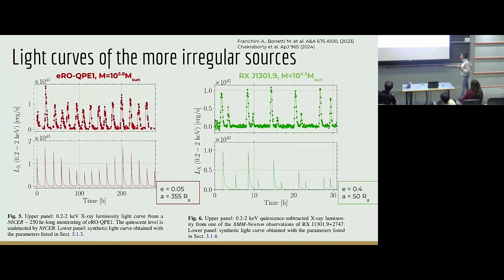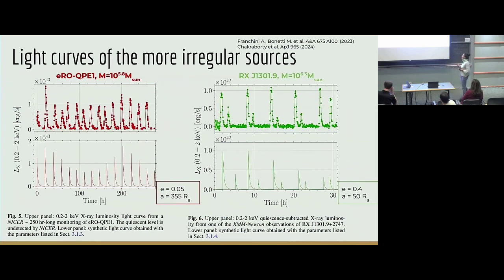Then Join has talked more about ERO-QP1, which is one of the less regular QP sources, and which I think shows this 5 to 6 day modulation in the QPs that we reproduce exactly with the disk precession. So I'm really happy that this has been working out in at least some of the epochs of this source.